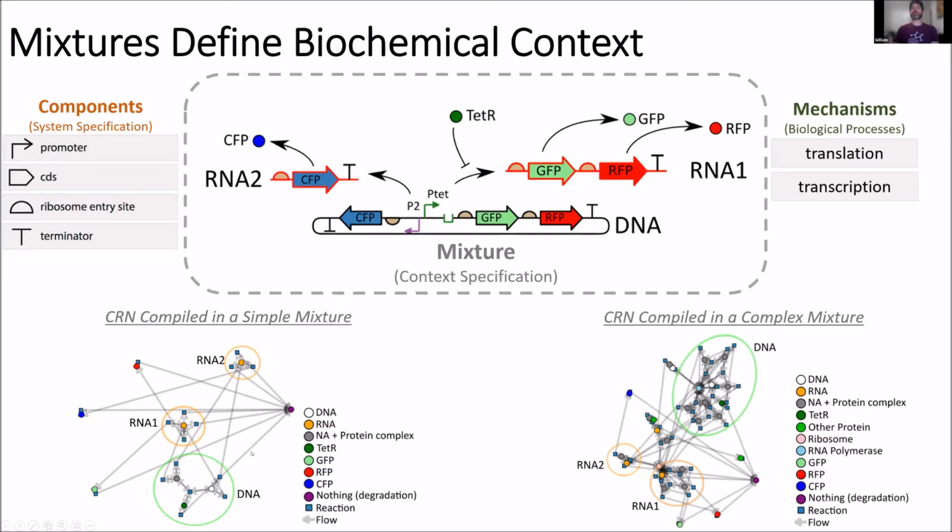Or we compile in a much more complex mixture. This one has things like ribosomes and RNA polymerase and endonucleases, et cetera. And here you see that there's many more reactions. If you're not familiar with these graphs, these are a bipartite graph representation of a CRN where the circles are species and the boxes are reactions, and boxes connect multi-sets of circles. And Biocompiler produces these graphs automatically. Kind of cool.